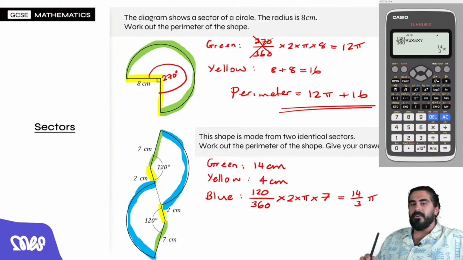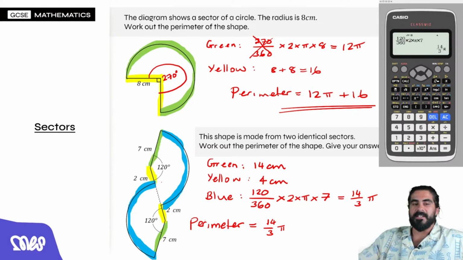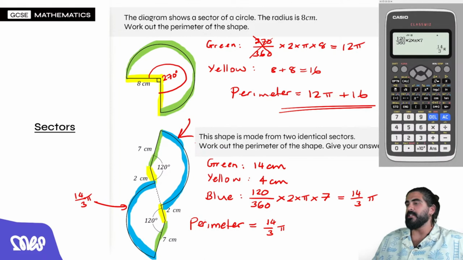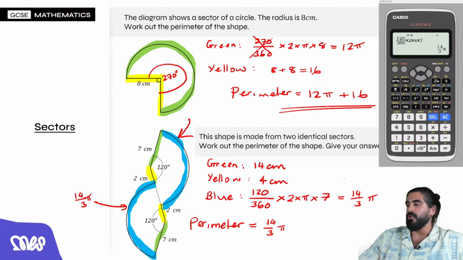Why is 14 over 3 pi plus the 14 plus the 4 going to be incorrect? There's one thing that I haven't done yet that's really important. We worked out that this is 14 over 3 pi. We need to double it because we got the other blue. So this is a very common mistake. You'd lose a mark for this, but we need to be conscious about adding twice.